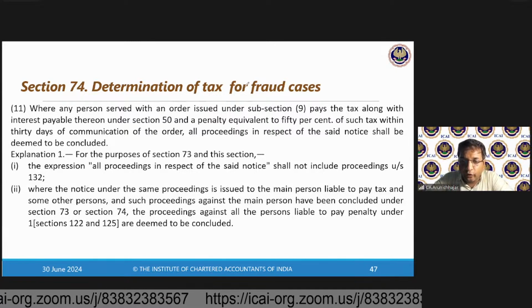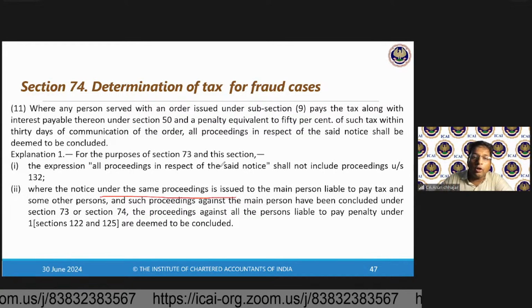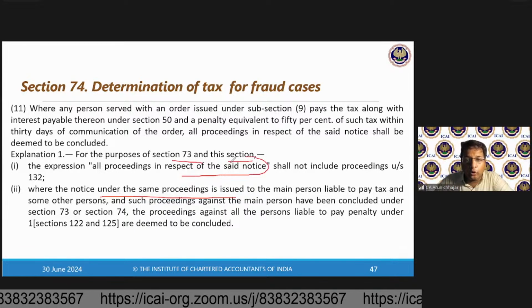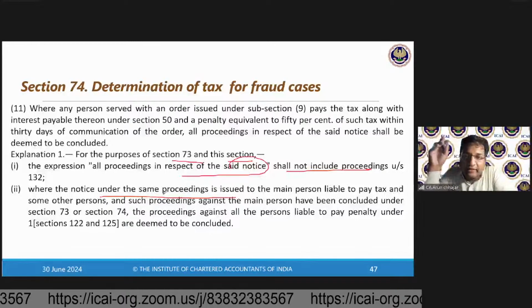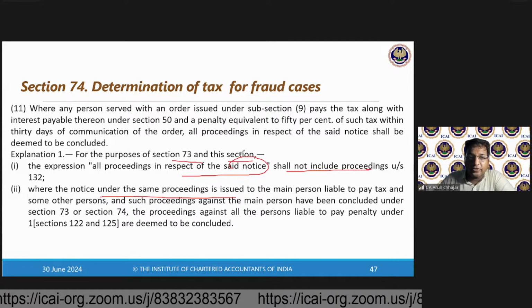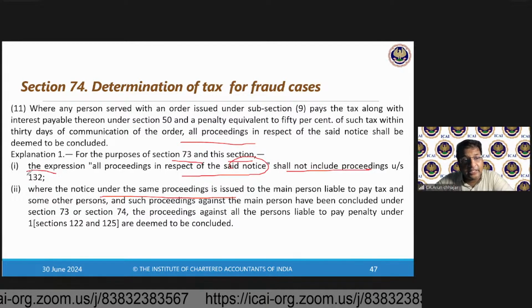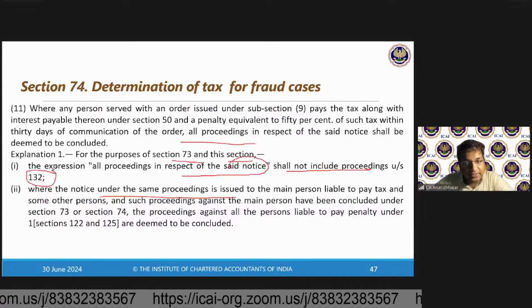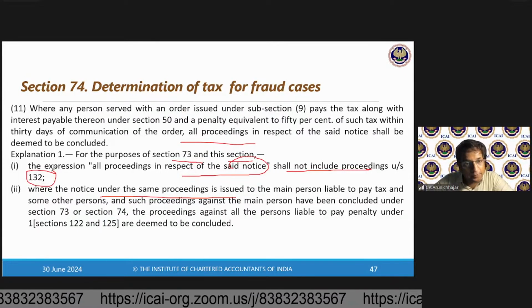Now, section 74 is talking about, for the purpose of 73 and 74, all proceedings in the notice shall not include the proceeding under section 132. So we have discussed that whenever he pays the tax, interest along with penalty, then all proceedings are deemed to be concluded. But in all proceedings, they are saying the 132 offenses will not be included. So a registered person or a person can still be liable under 132 even after determination of the tax, interest, and penalty.